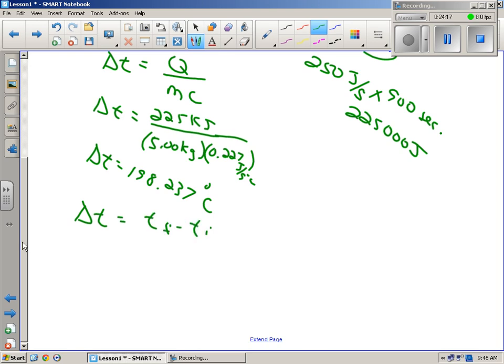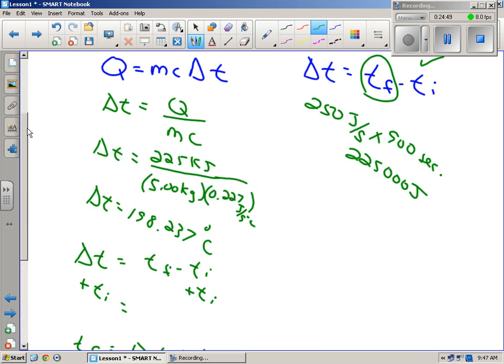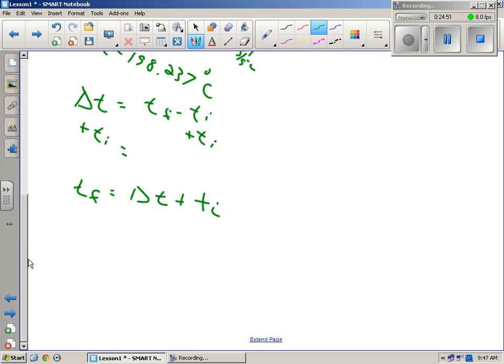If I'm looking for the final, what am I going to do to get the final temperature by itself? I'm going to add Ti to both sides, right? So add Ti, or whatever you need to do there. Your final temperature here is going to be your change in temperature plus the initial temperature, right? It's going up by 198 degrees Celsius. If you're starting at, what was it again here? 27 and a half, and it's going up 198, what's the final temperature going to be, right?